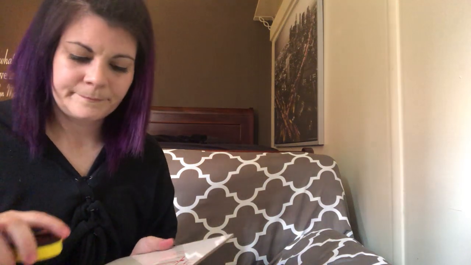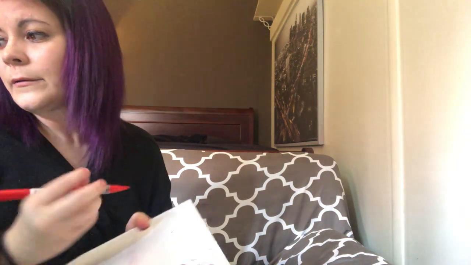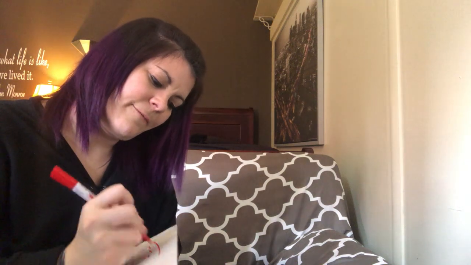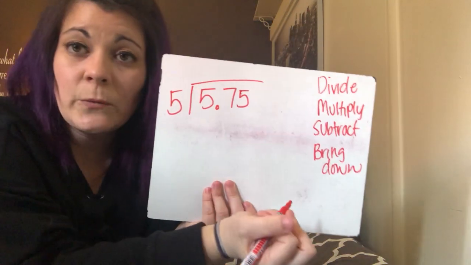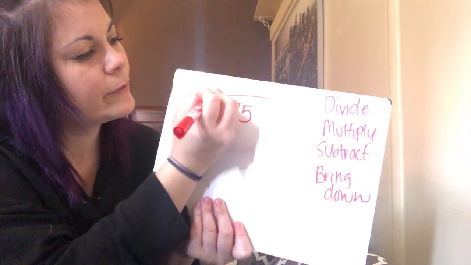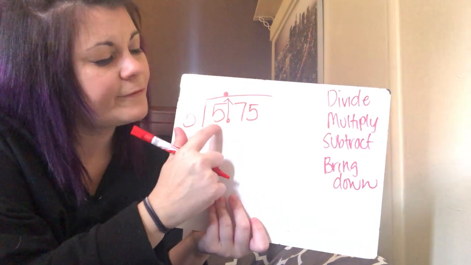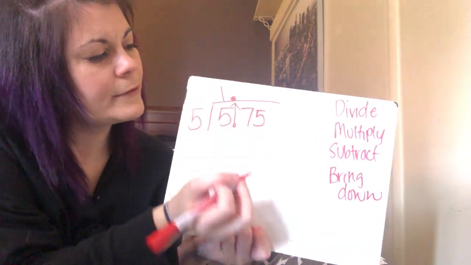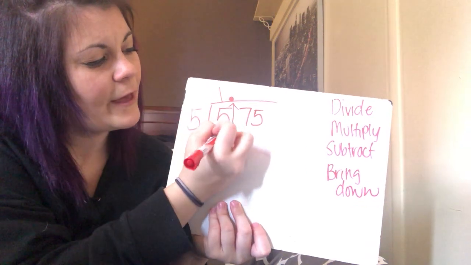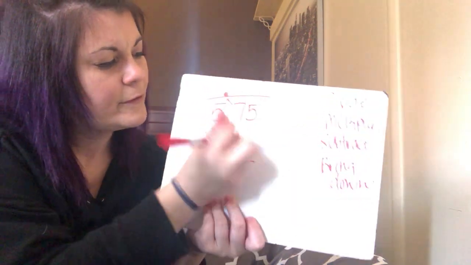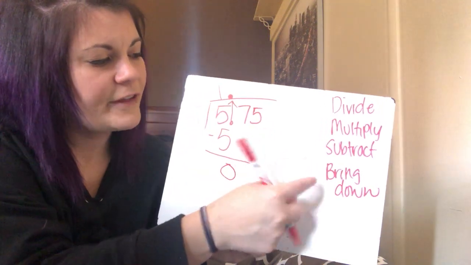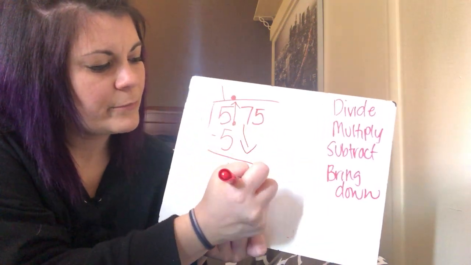Let's do another one. 5.75 divided by 5. So the very first thing you want to do is bring up that decimal. So we're going to bring up that decimal right there. And then we just divide like normal. 5 goes into 5. How many times? Once. 1 times 5 is 5. The third step, subtract. 5 minus 5 is 0. The fourth step, bring down. We can bring down that 7.